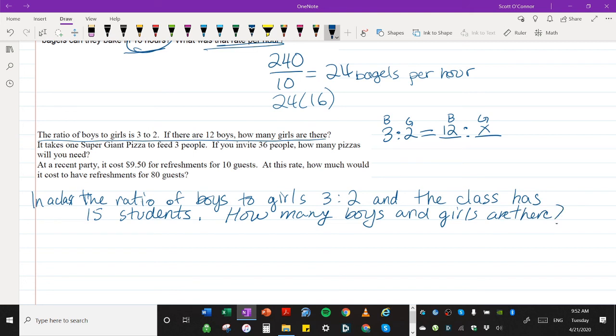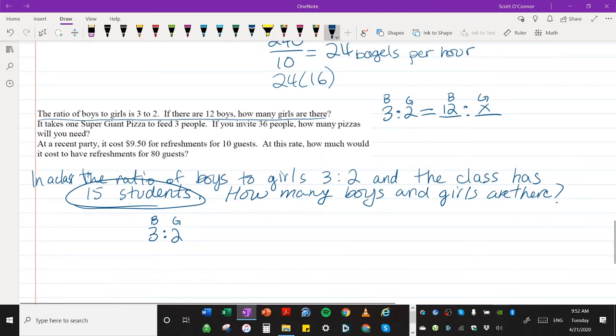Okay, and to answer this kind of question, what you have to realize is that when they gave you the 15, they gave you the total, right? And so you can't just do this: 3 to 2 is equal to blank colon blank. This is boys, we said, this is girls, this is boys, and this is girls. Where would the 15 go? It doesn't have anywhere to go if you set it up like that. And so what you have to realize is that this is what we call a part-to-part ratio, and what we need is a part-to-whole ratio.